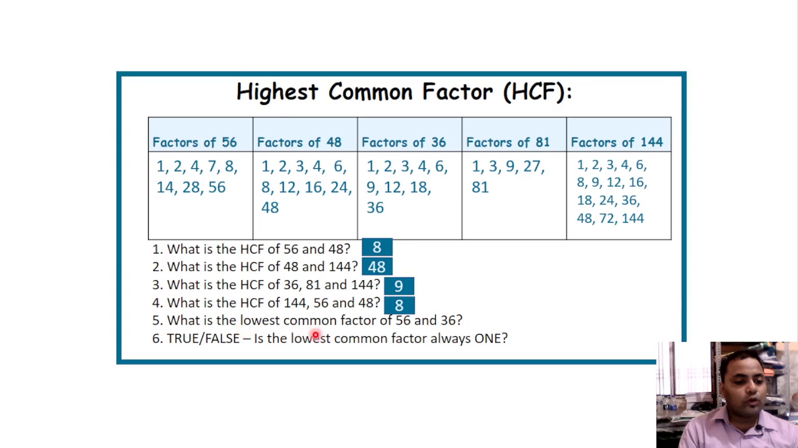Now what is the lowest common factor of 56 and 36? So for 56 and 36 we have to reverse the HCF, like we have to find the lowest common factor. Among 56 and 36, 36 is the smaller number. So here 36 is here, 36 is not here. 18 is here, 18 is not here. 12 is here, 12 is not here. 6 is here, 6 is not here. 4 is here, 4 is here. 2 is here, 2 is here.